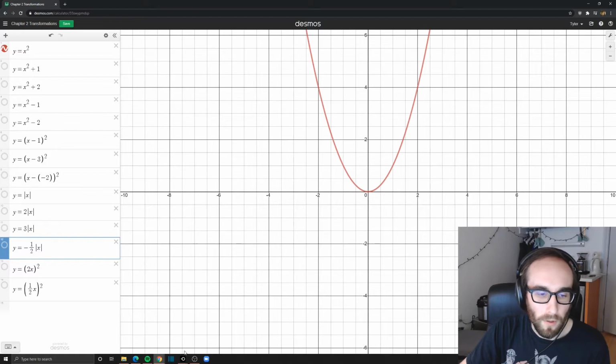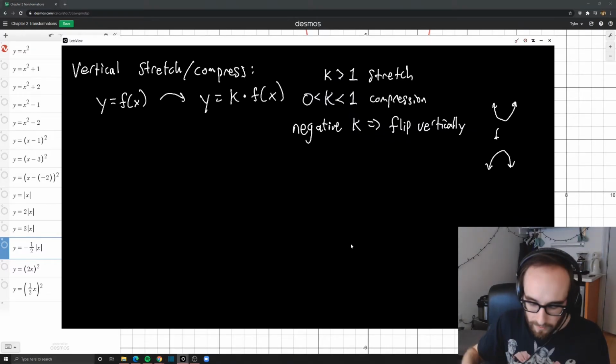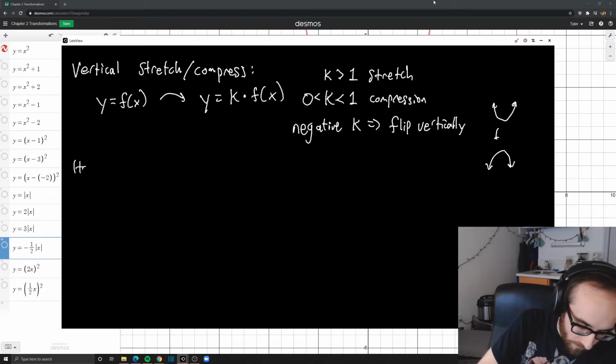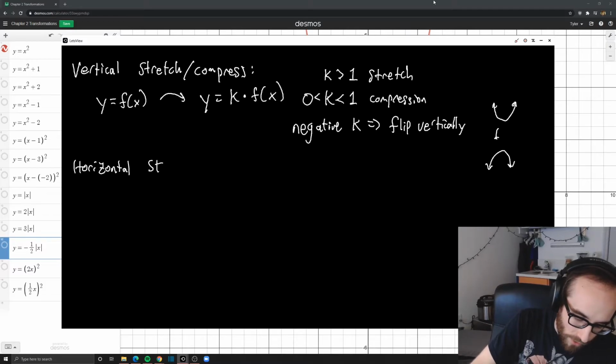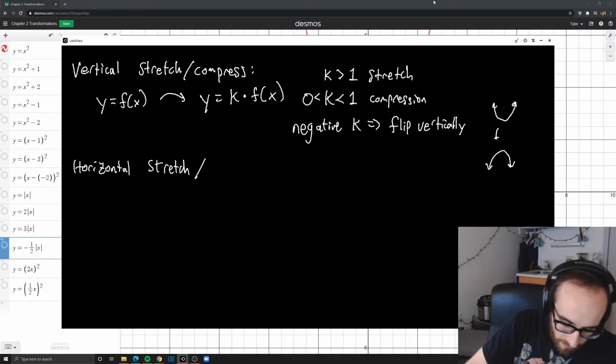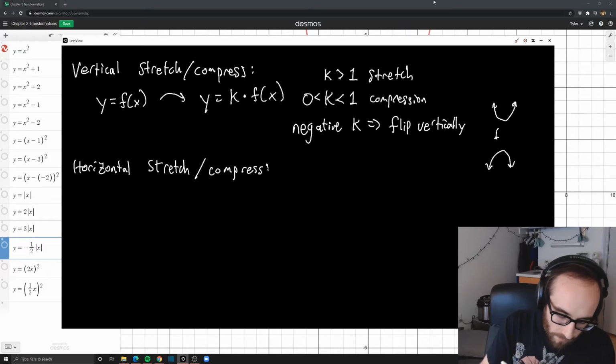Finally, we will look at horizontal stretches and compressions. So similar to our shifts, the horizontal is going to be a little bit kind of the opposite of what you initially see inside of our function. So horizontal stretch or compress.